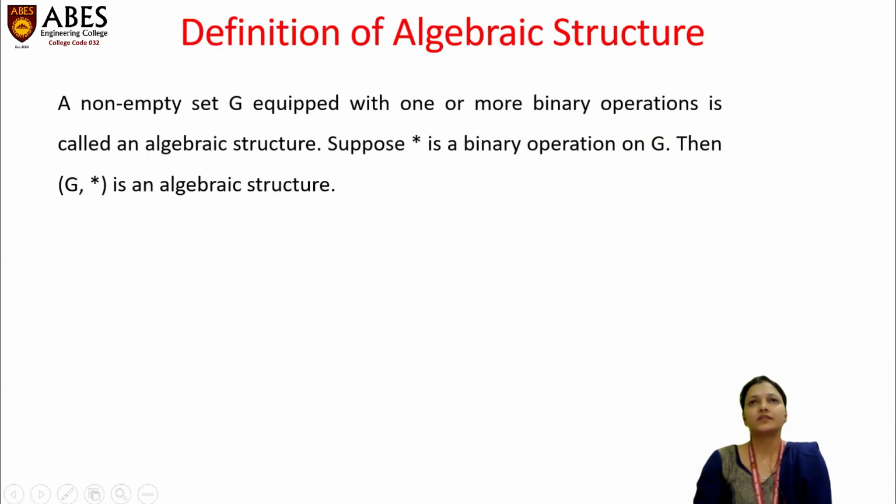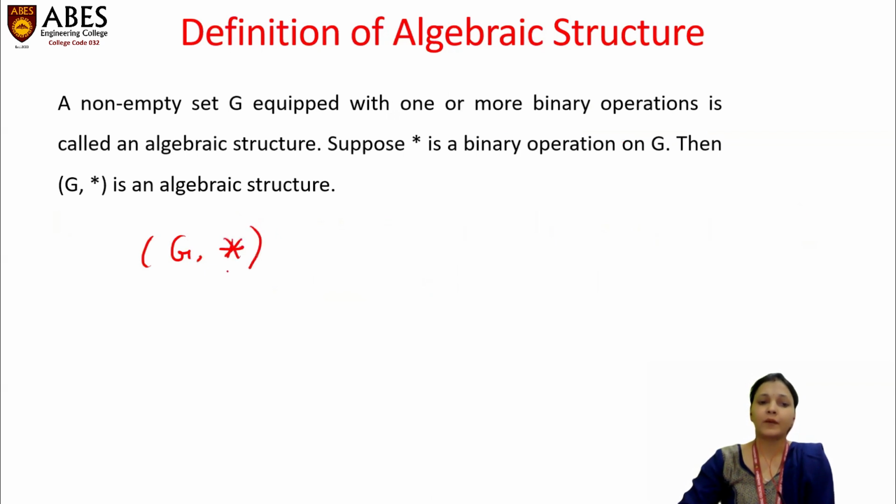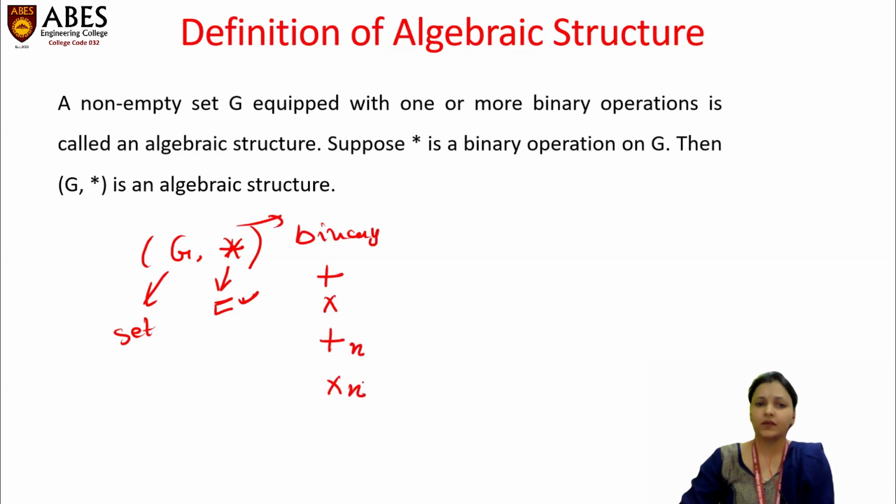So what is an algebraic structure? An algebraic structure is a non-empty set which is equipped with a binary operator. A binary operator is an operator which works on two operands. So this is a non-empty set and this is a binary operator. This binary operator can be addition, multiplication, addition modulo something or multiplication modulo something. So a non-empty set when combined with a binary operator is called an algebraic structure.